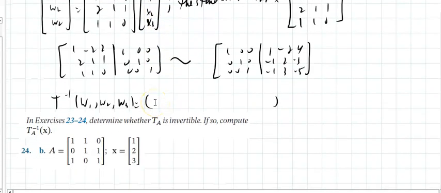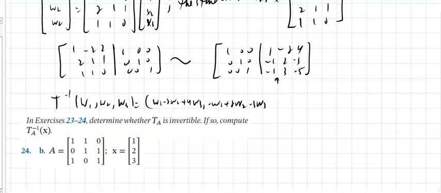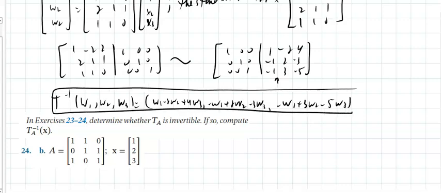transformation, it would simply be W1 minus 2W2 plus 4W3, negative W1 plus 2W2 minus 3W3, and negative W1 plus 3W2 minus 5W3. That would be the transformation going backwards.